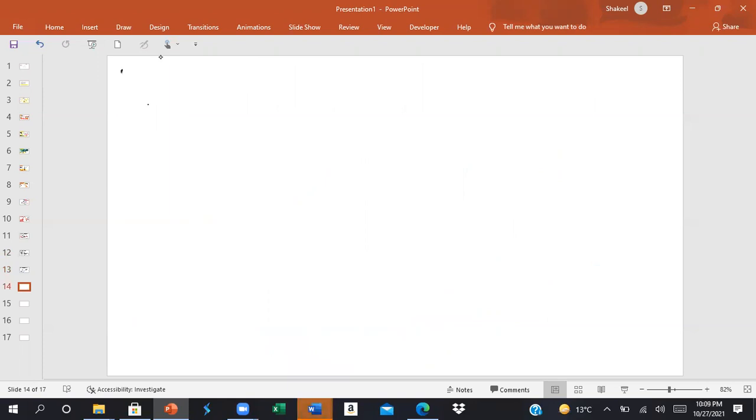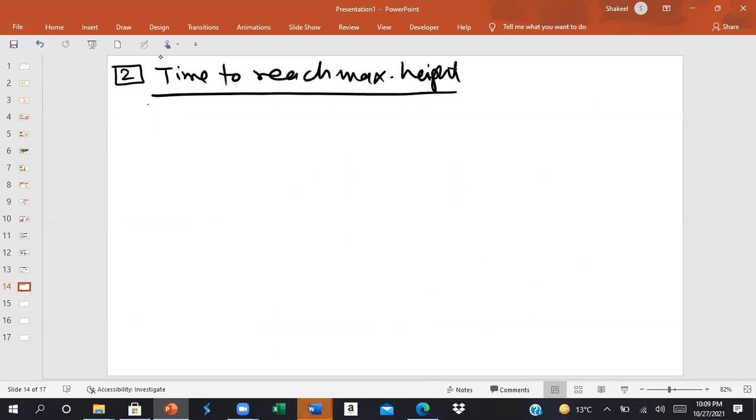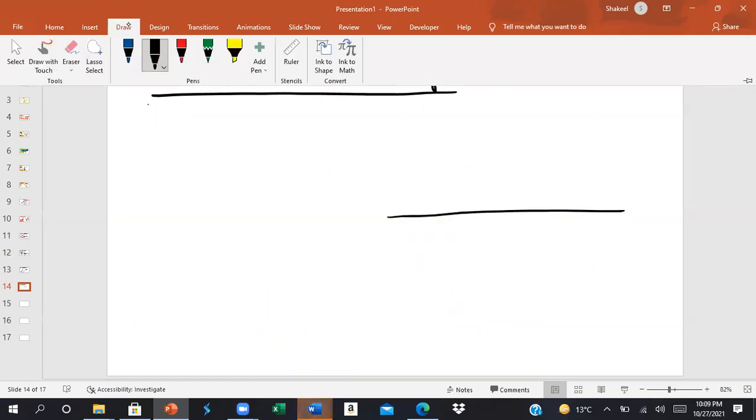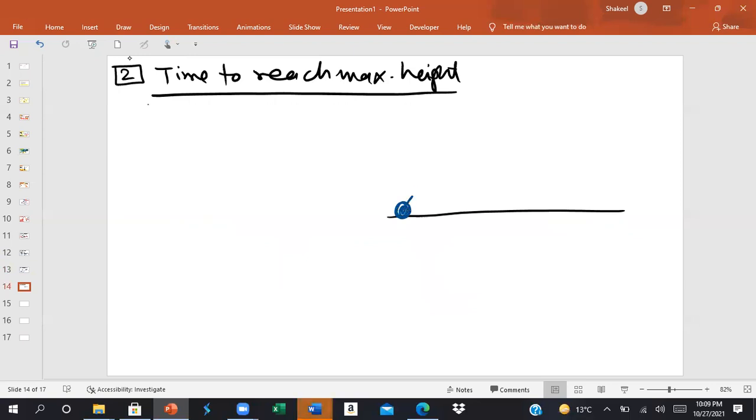Now let's move on to the second thing. The second thing over here is the time to reach maximum height. As you know, when a projectile is projected from the ground in an upward direction, it moves and covers a maximum height, as it is moving along the vertical axis as well as along the horizontal axis.